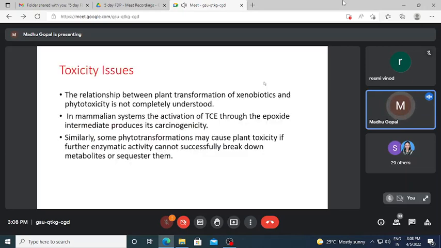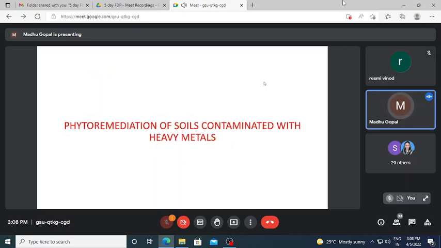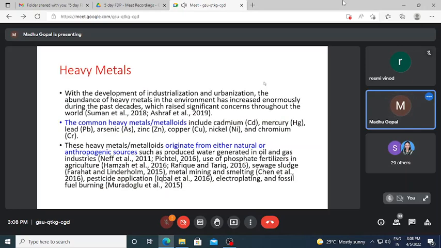So we have discussed in detail about phytoremediation of soils contaminated with organic chemicals. Now the third part of this lecture is phytoremediation of soils contaminated with heavy metals. That is another problem. Most of these dumping sites are contaminated with heavy metals. So the presence of heavy metals is a big problem.